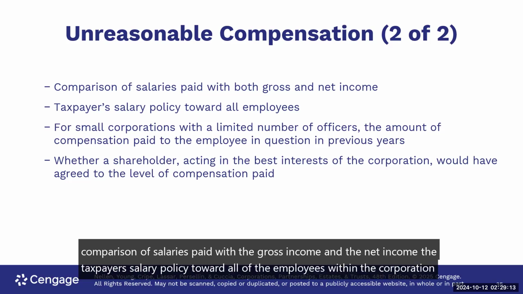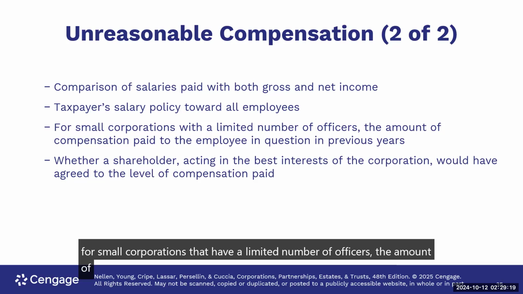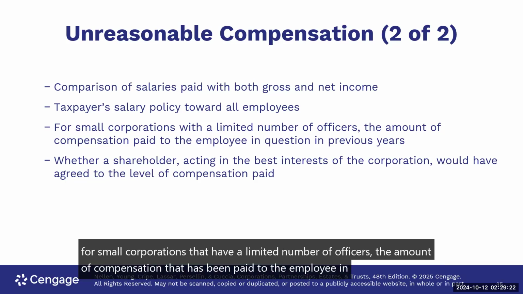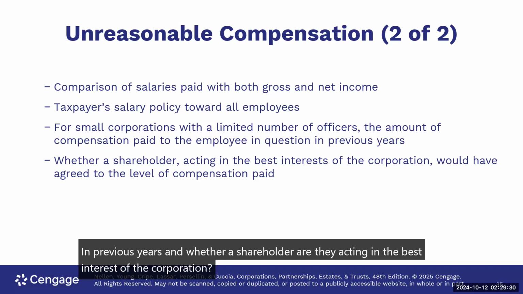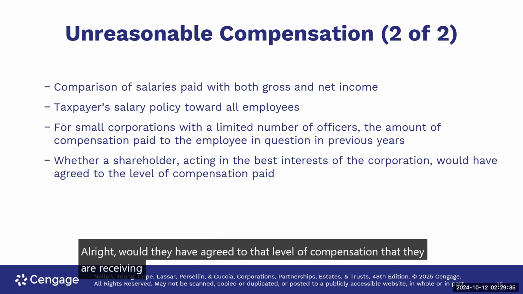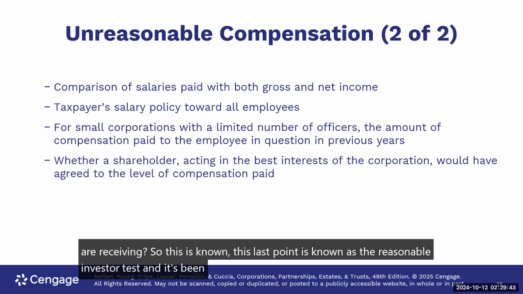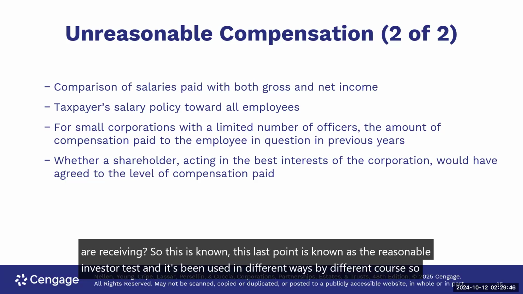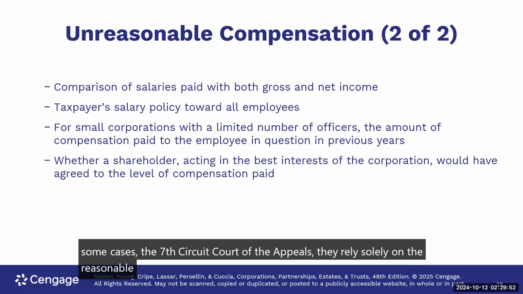For small corporations that have a limited number of officers, the amount of compensation that has been paid to the employee in question in previous years, and whether a shareholder is acting in the best interest of the corporation. Would they have agreed to that level of compensation that they are receiving? This last point is known as the reasonable investor test, and it's been used in different ways by different courts. In some cases, the Seventh Circuit Court of Appeals relies solely on the reasonable investor test in determining reasonableness.